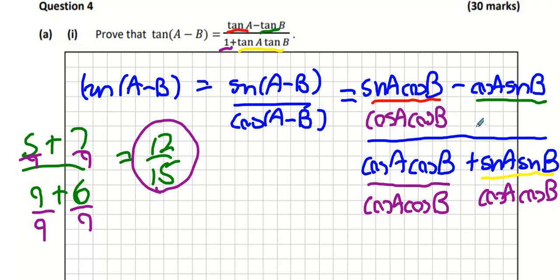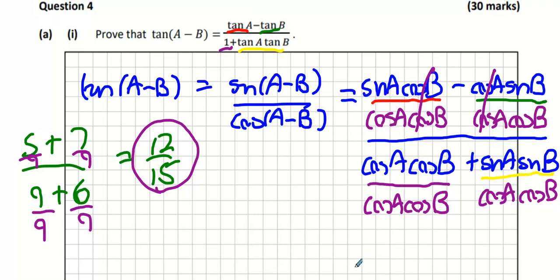Now, what you're going to see happens here, and once again, this will be sort of learned off, is that the cos b's cancel, or they divide into 1. Cos b divided by cos b is 1. Cos a divided by cos a is 1. Okay. Now, here's the trick.